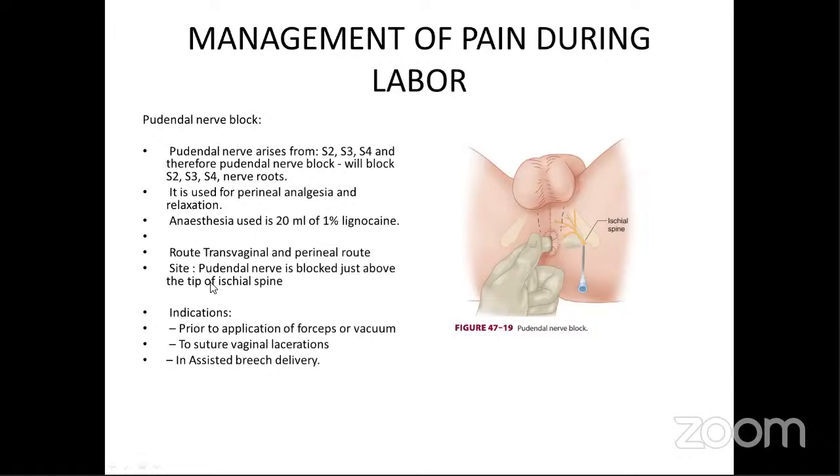The route is transvaginal or perineal, and the pudendal nerve is blocked just at the level of the tip of the ischial spines. Indications are prior to application of forceps or vacuum, or to suture vaginal lacerations, or even in assisted breech delivery, we can use it.